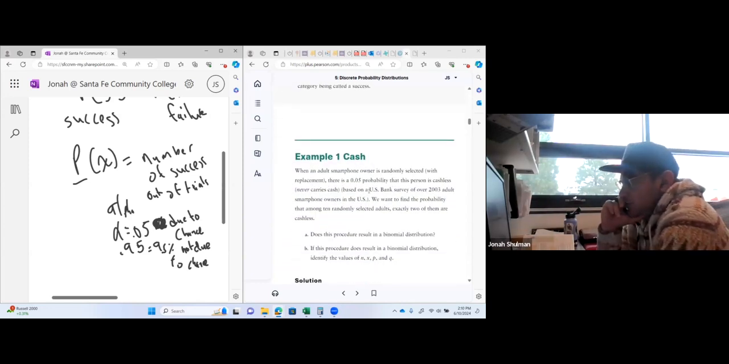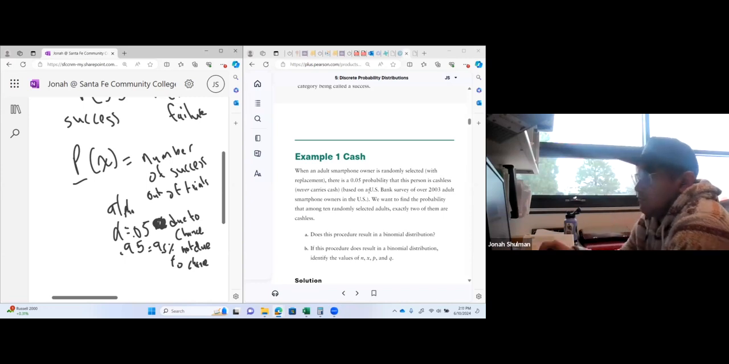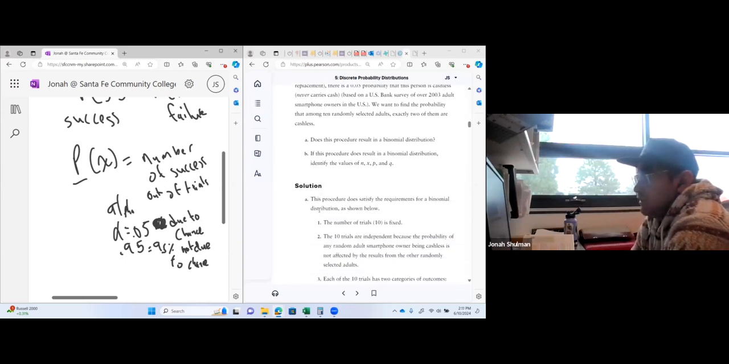When an adult smartphone owner is randomly selected with replacement, there's a 0.05 probability that that person is cashless, never carries cash. Based on a US Bank survey of 2003 adult owners, we find the probability that among 10 randomly selected adults, exactly 2 of them are cashless. Does this procedure result in a binomial distribution? If not, identify the values of n, x, p, and q. Okay.